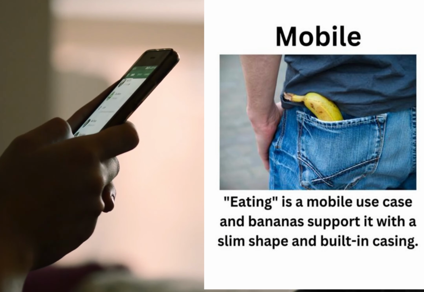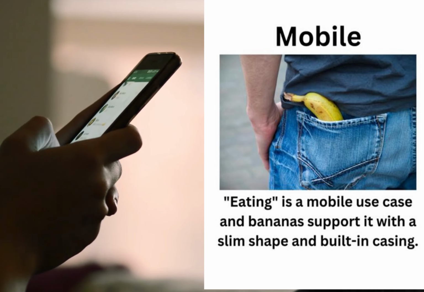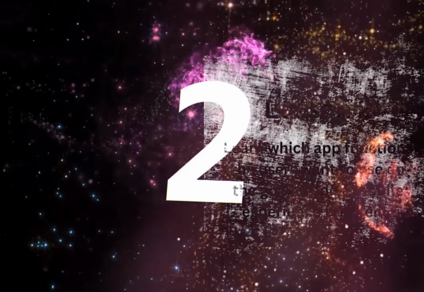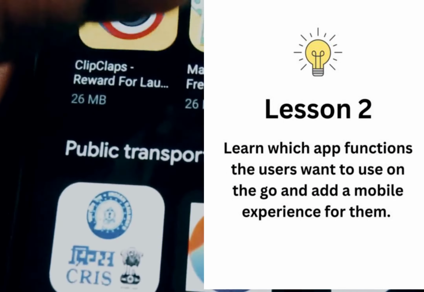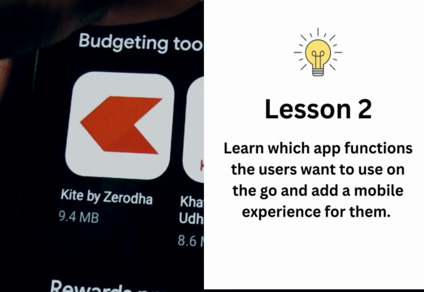Mobile. Eating is a mobile use case and bananas support it with a slim shape and built-in casing. Lesson 2. Learn which app functions the user wants to use on the go and add a mobile experience for them.